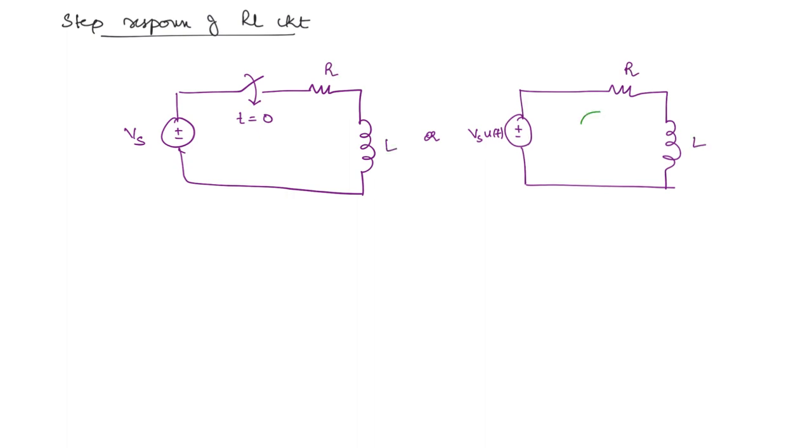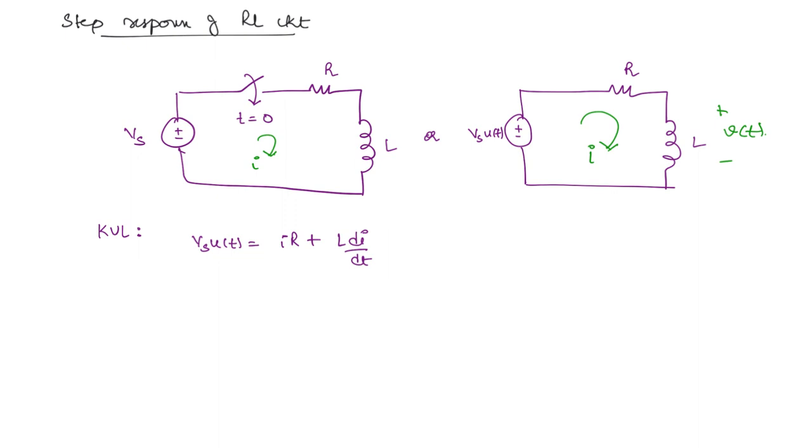Now let us take the current flowing to be I, so that we can apply the KVL. So applying KVL, you are going to get Vs u of t is equal to IR plus voltage across inductor, you can write as L di by dt. Okay, but what is the polarity of voltage? Polarity should be like this. Okay, positive here, current should flow into the positive terminal. Then V of t is equal to plus L di by dt.